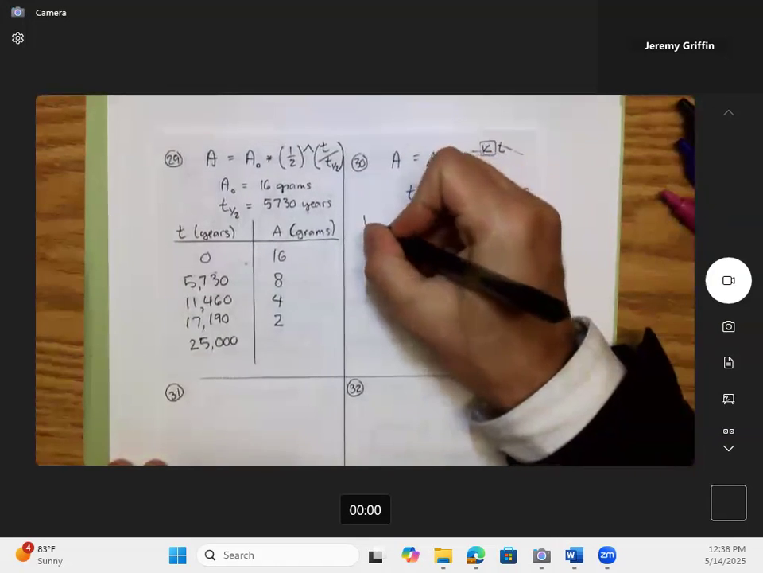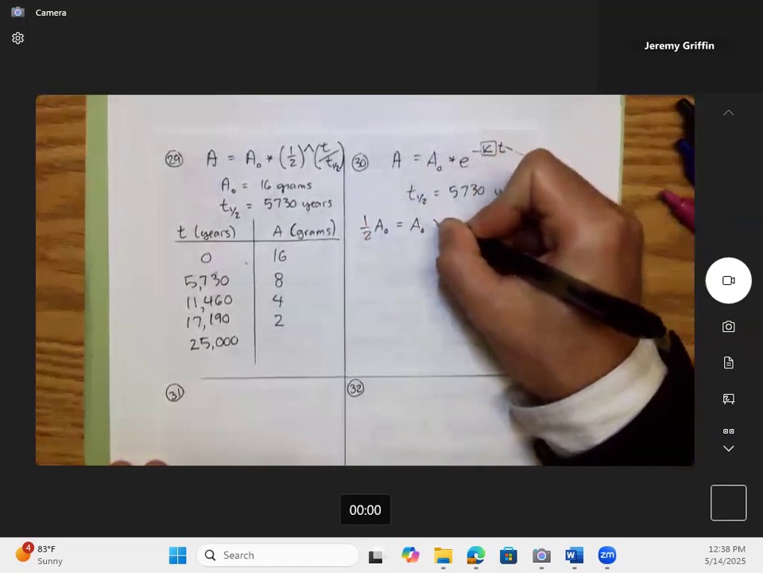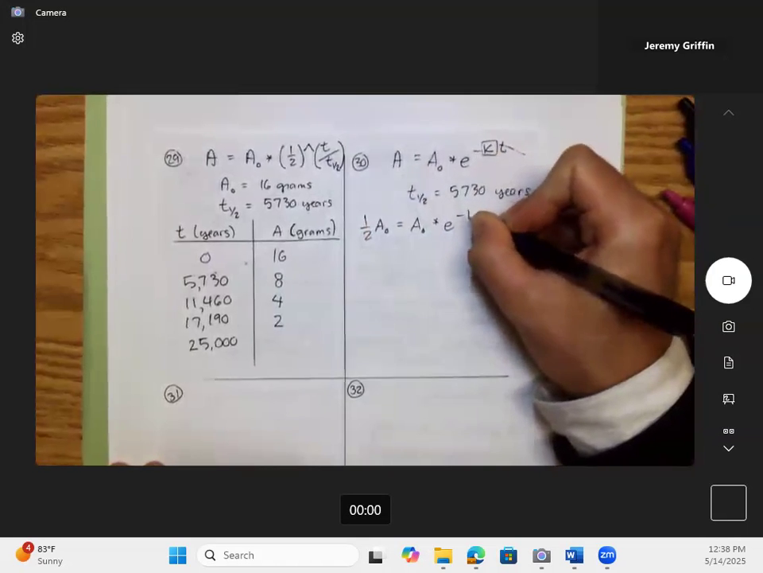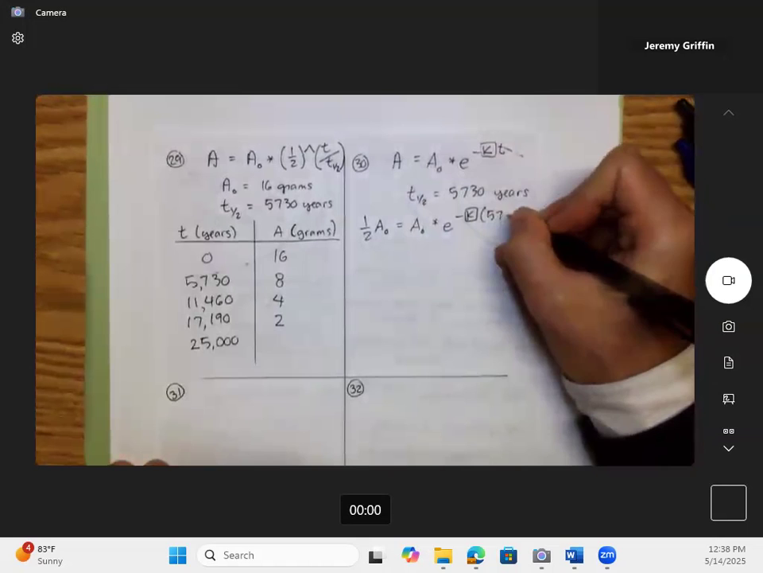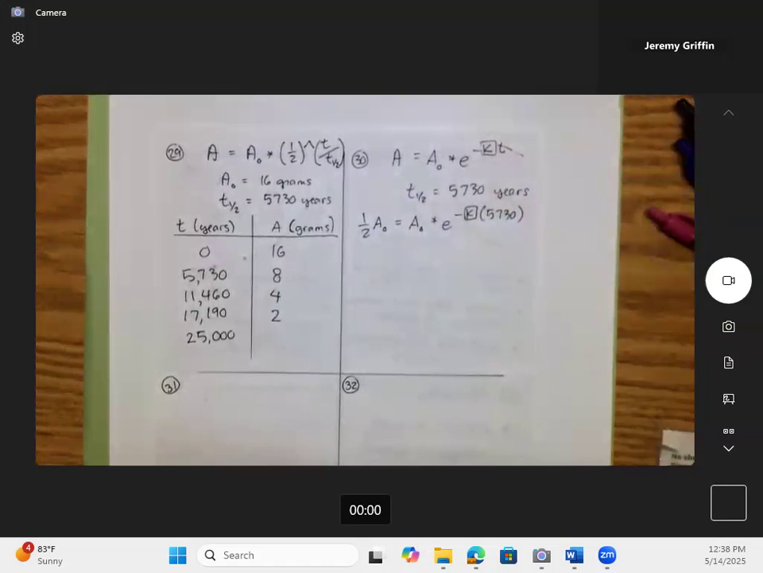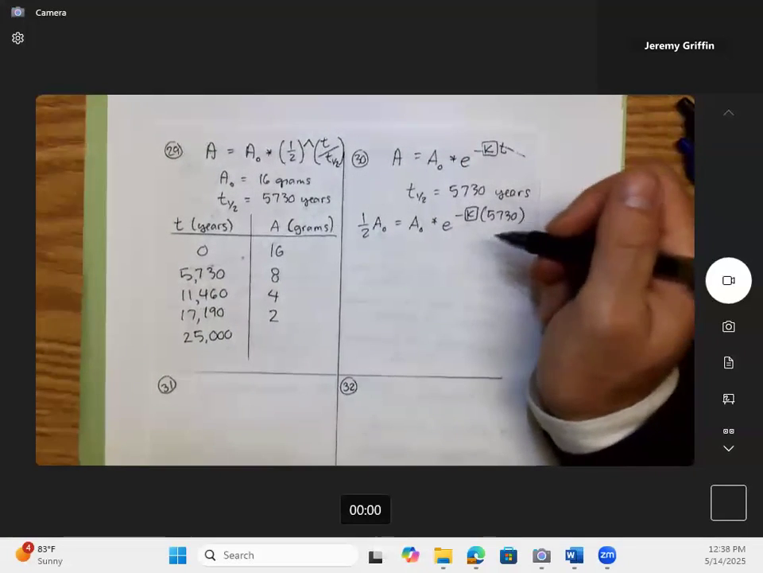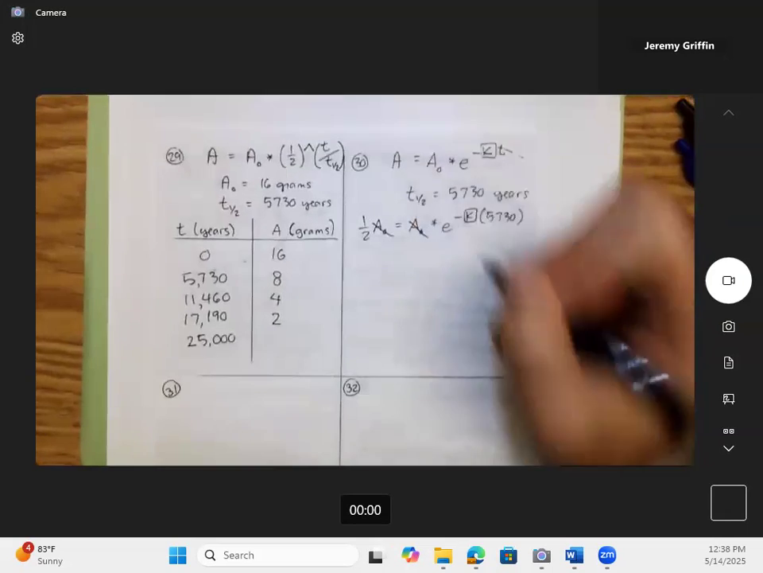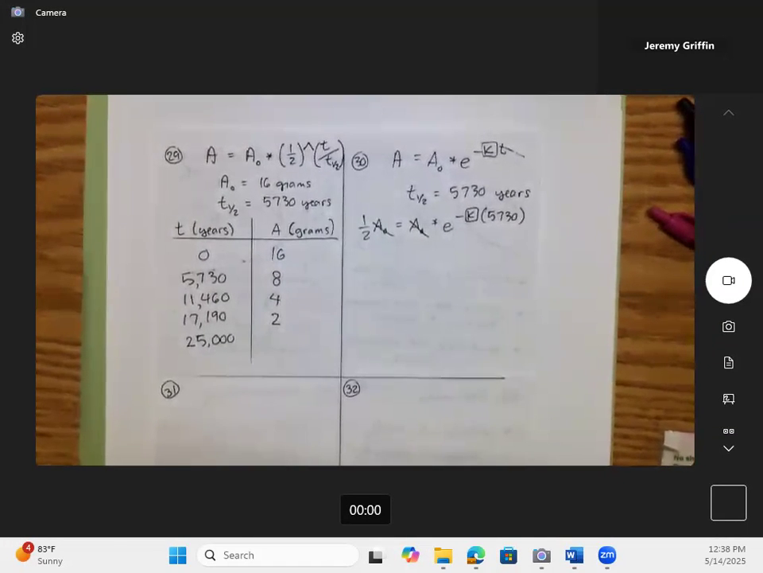So I can do this. I can say, I'll get half of A naught if I start with A naught. And then I do e to the negative k, I don't know yet, but it is solvable. If I plug in 5,700 years right here, say years is the unit attached to that. You see that? Okay. So then, regardless of how much you actually start with, the A naught cancels out because you'll have half of whatever that is after 5,700 years. Is that true? All right, guys good?